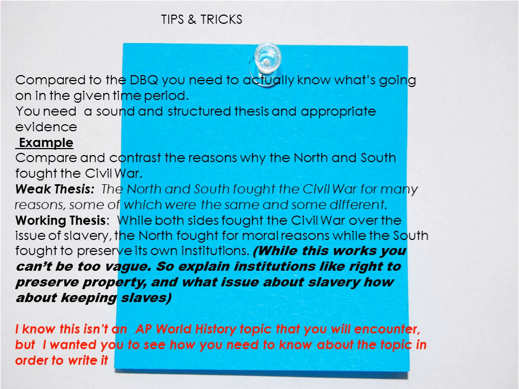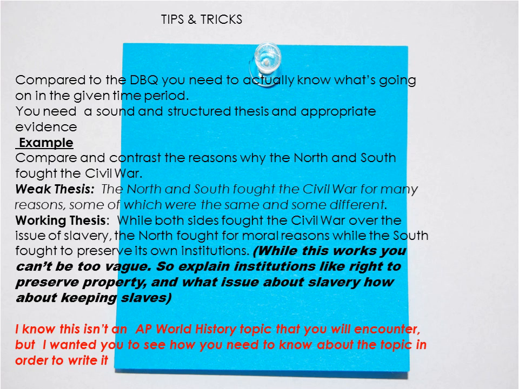So this is the example I'm talking about. If I gave you a question that says compare and contrast the reasons why the North and South fought the Civil War, and you give this kind of thesis, believe me, you're not getting any points. The North and South fought the Civil War for many reasons, some which were the same and some were different. That's the kind of thesis I expect from really a fourth or fifth grader. You're an AP student, you shouldn't have a thesis like that. That's too vague. You're not identifying anything. How are you going to make your comparison and contrast paragraphs if it's so vague that we don't know what you're talking about?